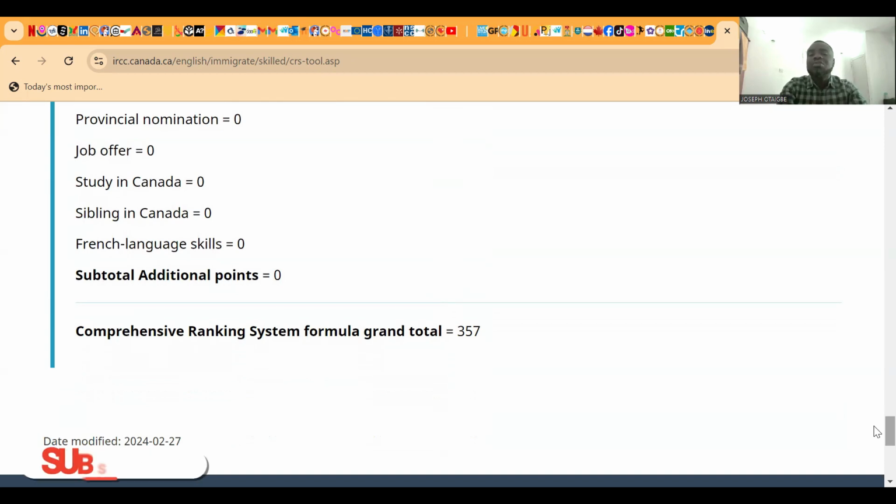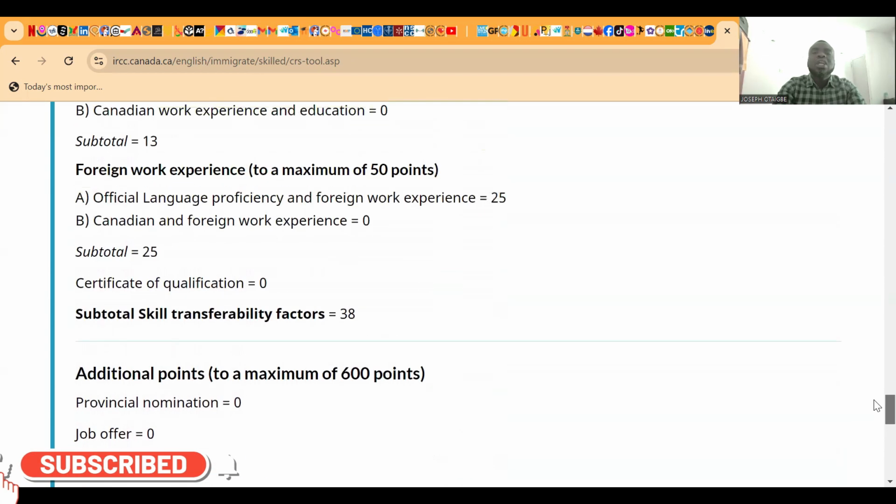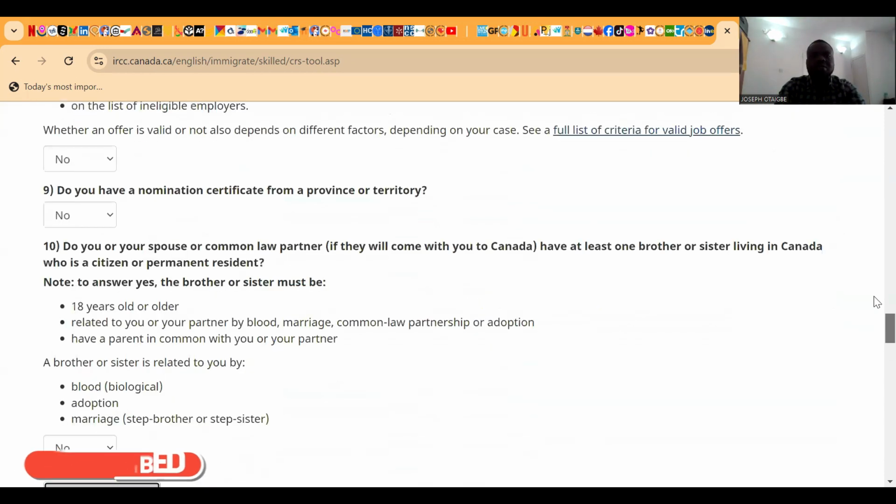And on the 400-something points, you definitely might not even need a province to nominate you. You are good to go on your own. So this is the beauty of having to go to Canada, understand how the PR works, quickly get into the system and do it.